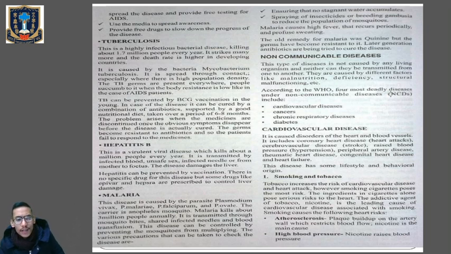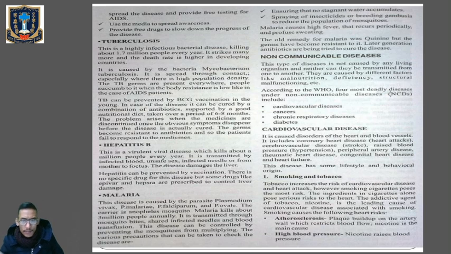Next one is hepatitis B, a viral disease which kills nearly 1 million people every year. It is transmitted by infected blood, unsafe sex, infected needles, or from mother to fetus, and this disease mainly damages the liver. It can also be prevented by vaccination.